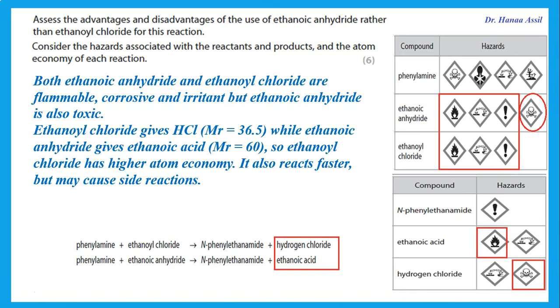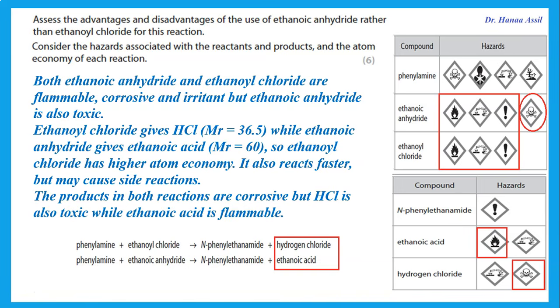What happens if we're looking at the hazards of the products? Now, the products are either ethanoic acid or hydrogen chloride. Now, what is the difference in the hazards? The products in both cases are corrosive, but the HCl is also toxic, while the ethanoic acid is flammable.